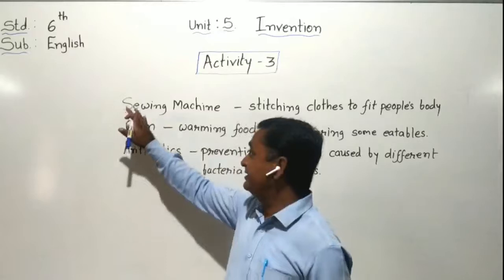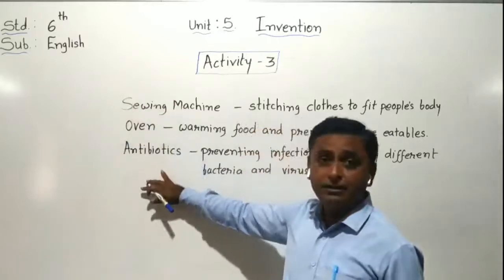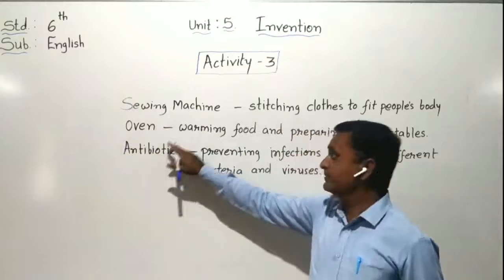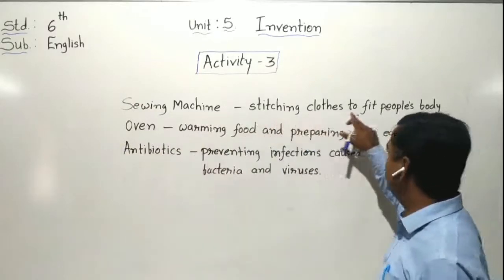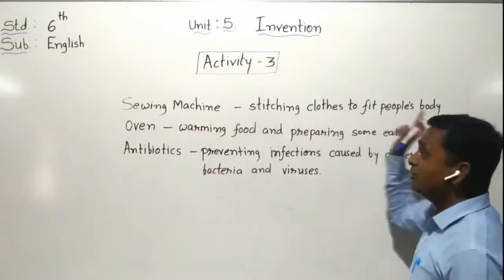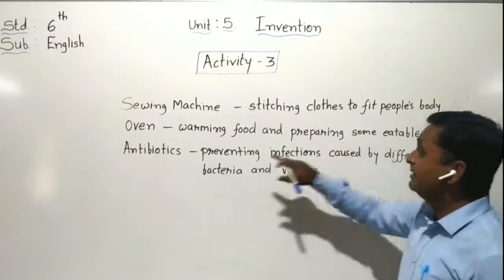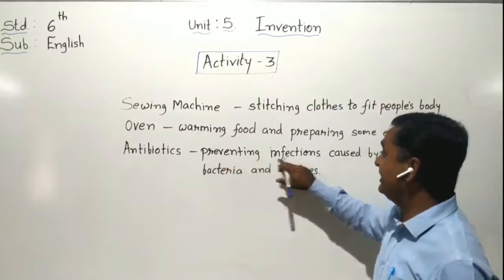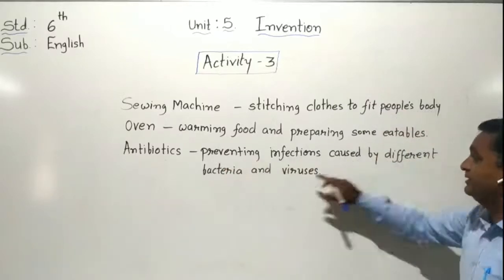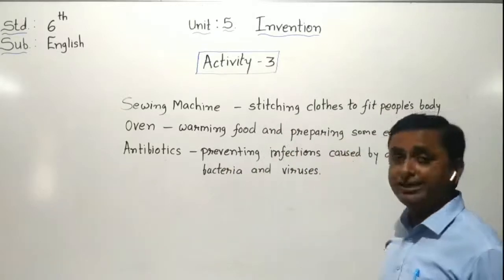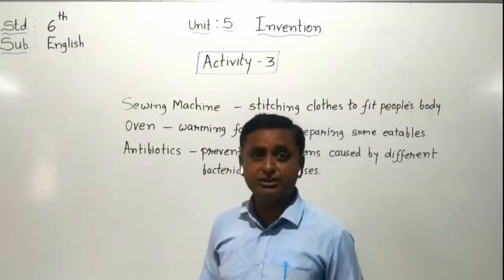So here we write 3 inventions: sewing machine, oven, and antibiotics. Sewing machine is used for stitching clothes to fit people's body. Oven is used for warming food and preparing some eatables. Antibiotics are used for preventing infection caused by different bacteria and viruses. So you have to write these things in your textbook. Now next we have to understand about it.